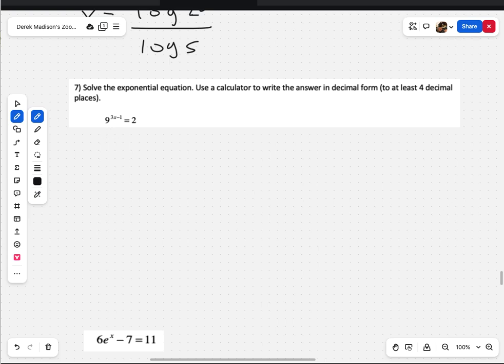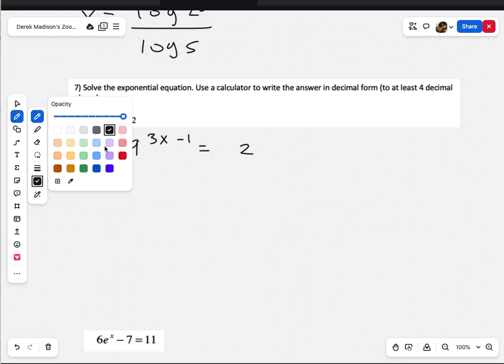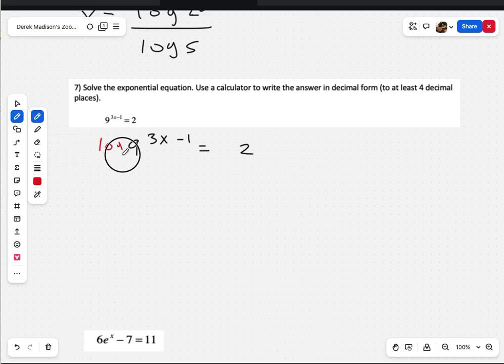This next one's the same thing, just a little more to it. So again, I'll write it bigger. I can't write 9 and 2 as a common base, so nothing sneaky to be done. So I will log both sides of the equation. So here I'll bring down the 3x minus 1, and that's times log 9 equals log 2. I would divide the log 9 over next.